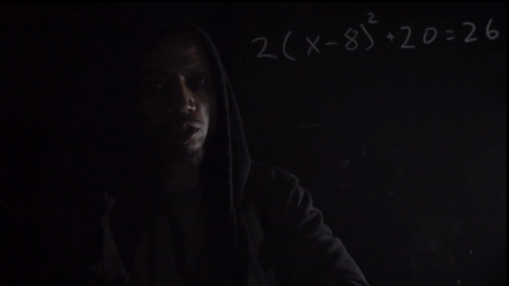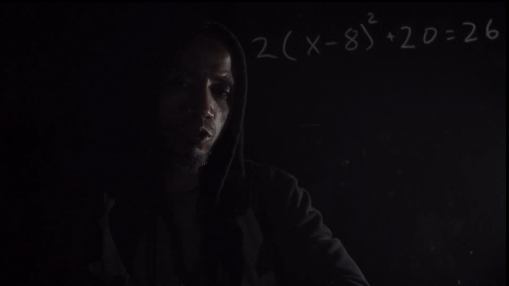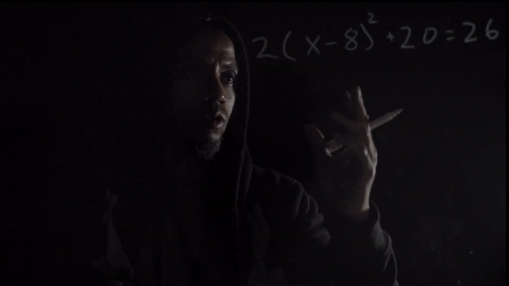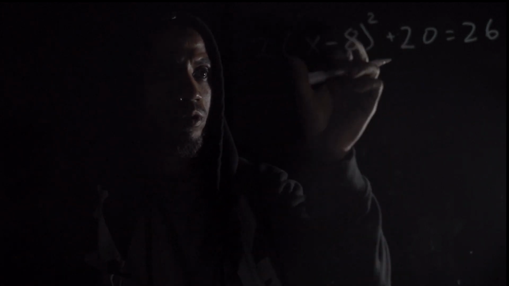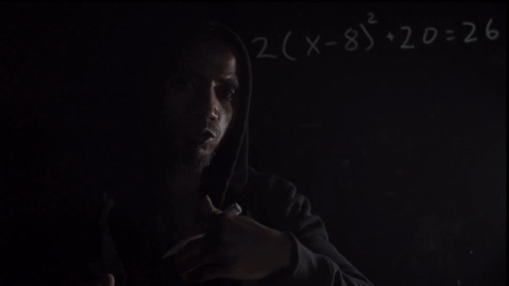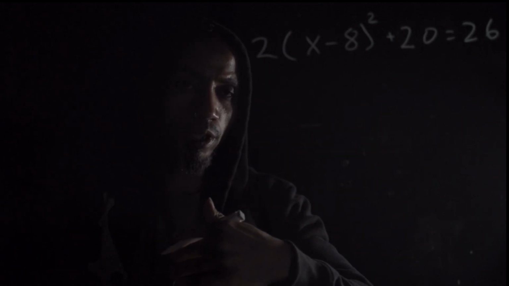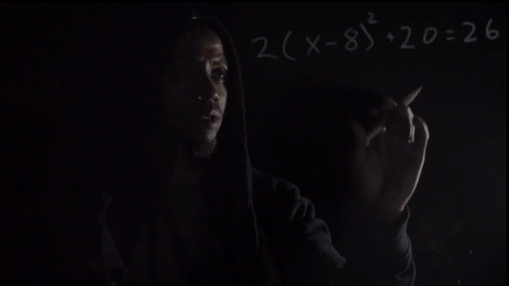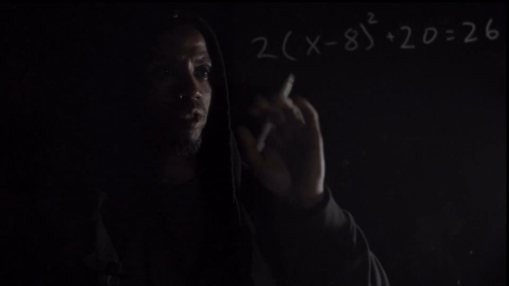All right, let's take a look at how we can solve quadratic equations using square roots. This is a quadratic equation because we have what's inside the parentheses squared. Now, when we solve equations, you want to add or subtract before you multiply or divide. That would say that this plus 20 would happen before we divide by 2.